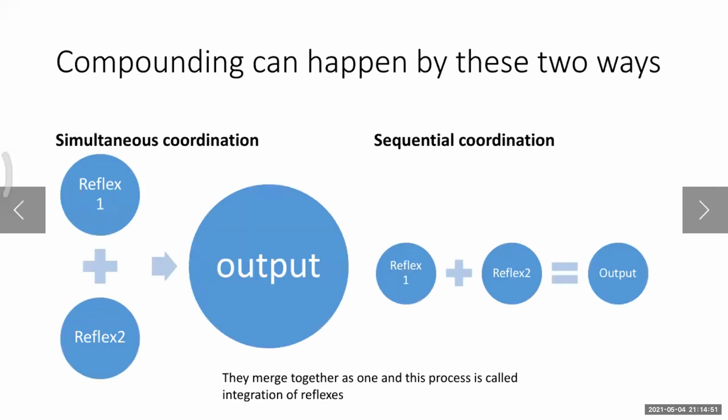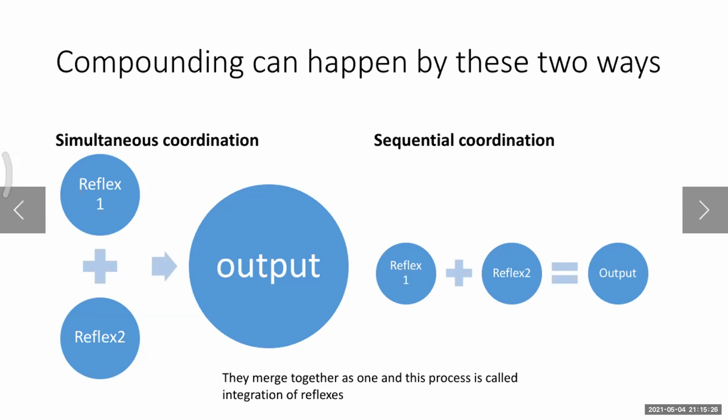Right? So now coming to compounding, he says that compounding can happen in two ways. One is simultaneous coordination, that is, one reflex and another reflex can act together. That's called simultaneous coordination. But he tells us that whenever they come together, the function of one reflex does not oppose the functioning of the other reflex. And he tells us that this is the most crucial beauty of the nervous system.